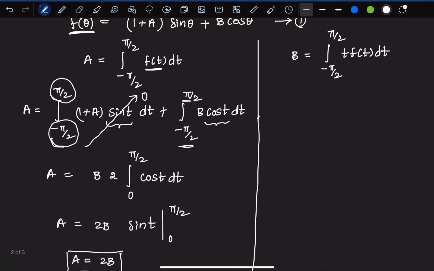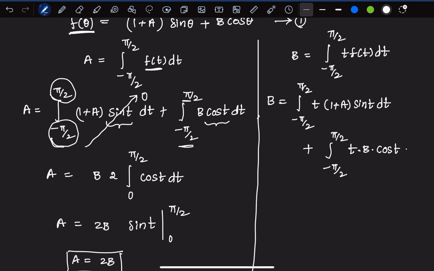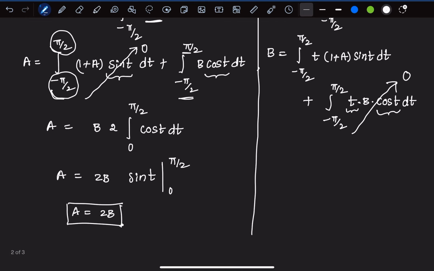So here we have b equals the integral from minus pi by 2 to pi by 2 of t times f of t, which is 1 plus a sin t dt, plus the integral from minus pi by 2 to pi by 2 of t times b cos t dt. Now if you check this particular integral, cos t is an even function but t is an odd function. Therefore this integral, when evaluated, gives you 0.